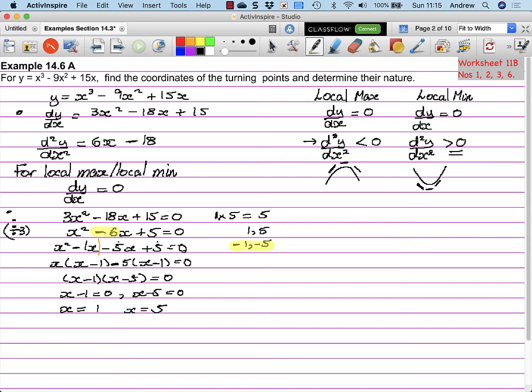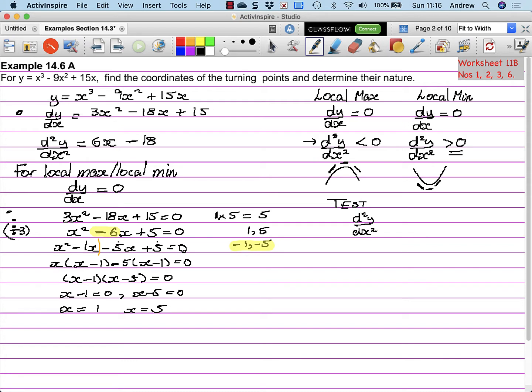Now, the only issue at the moment is, although from a sketch we could probably work out which one was the maximum and which one is the minimum, we're going to use calculus methods to work it out today. We now need to determine which one of these is the maximum and which one of these is the minimum. So we're now going to come back over here and we're going to write down the next part, which is the test. And the test is using d2y by dx squared.